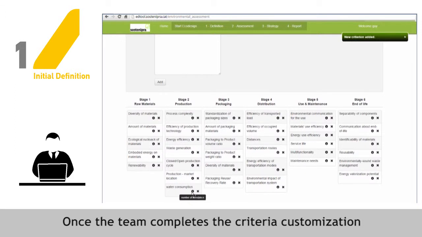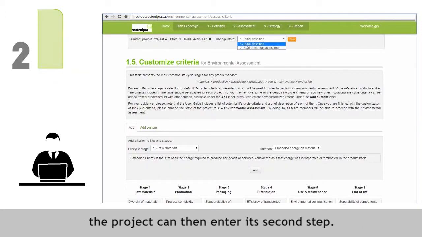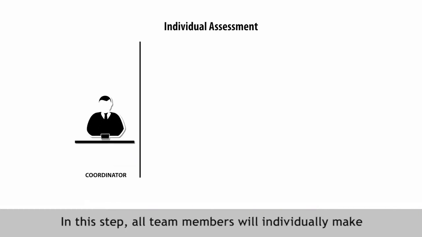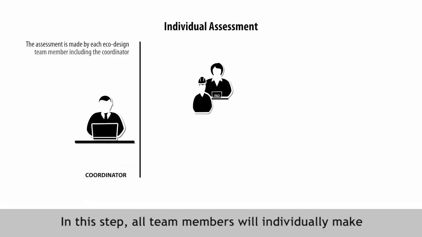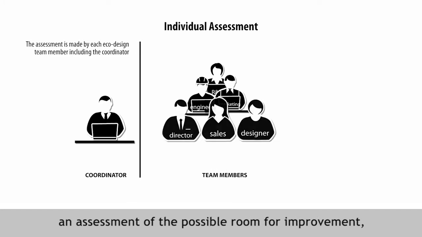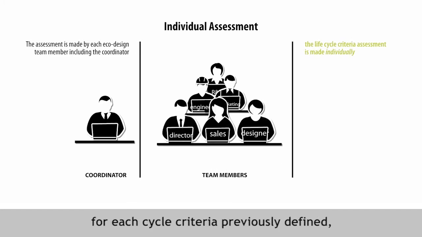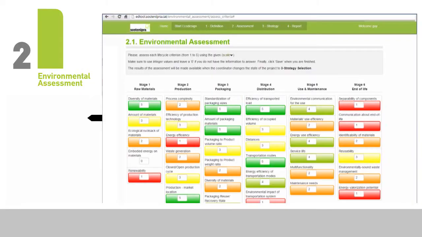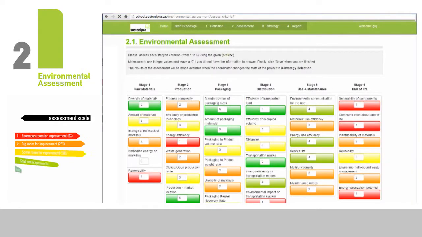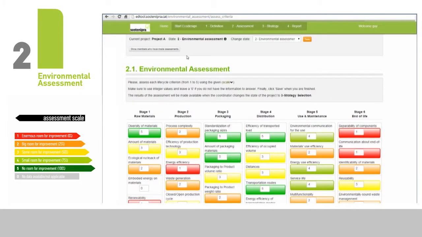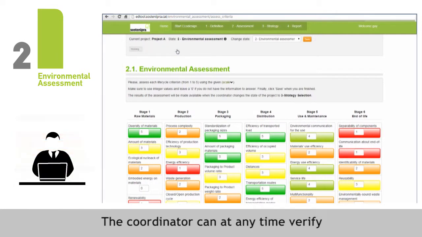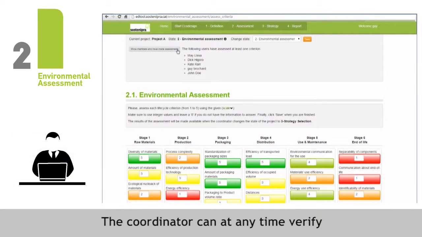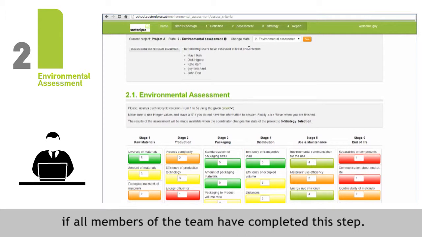Once the team completes the criteria customization, the project can then enter its second step. In this step, all team members will individually make an assessment of the possible room for improvement for each cycle criteria previously defined, on a scale ranging from 1 to 5. The coordinator can, at any time, verify if all members of the team have completed this step.